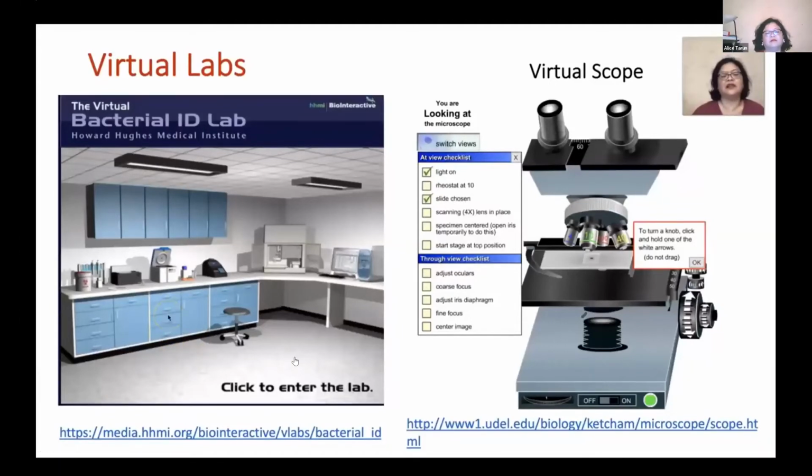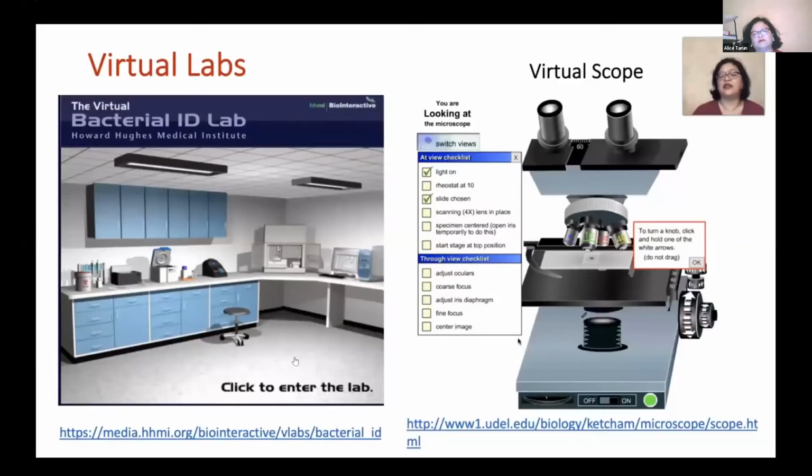So in this virtual lab, the students click on the lab bench and they are prompted to do some activities like streaking bacteria, extracting DNA, doing sequencing and sequencing analysis. And so in the process, the students learn what the different techniques are used to identify bacterial species.